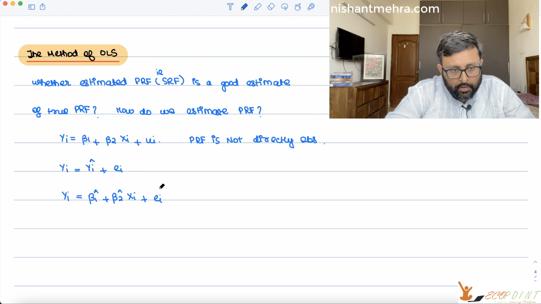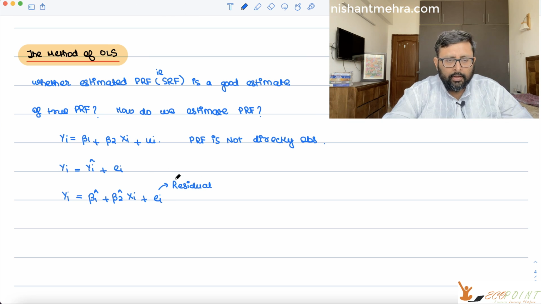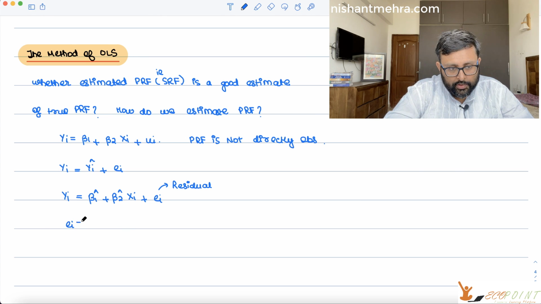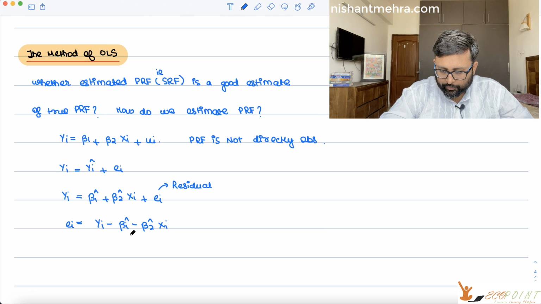So this is the residual, and, very loosely speaking, an estimate of the error term. So what is your residual? Actual y minus estimated y. Estimated y is yi hat, which is beta 1 hat plus beta 2 hat xi, right? So these residuals are the difference between the actual y and the estimated y.